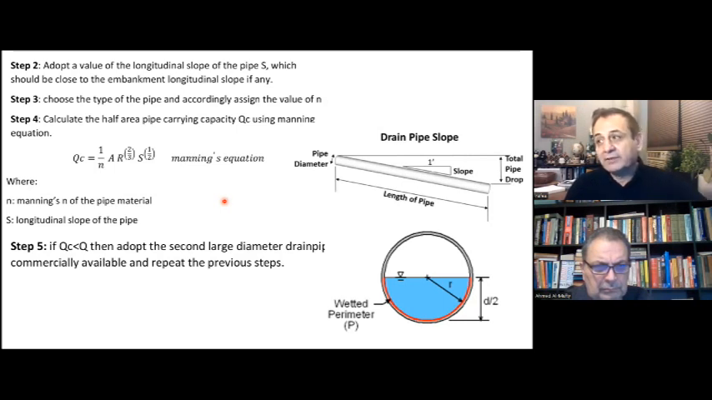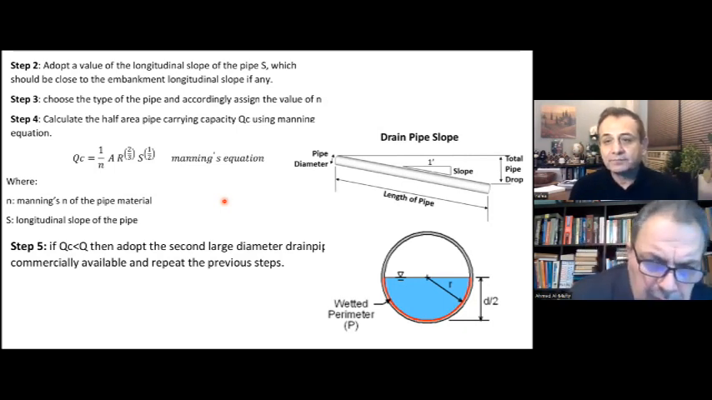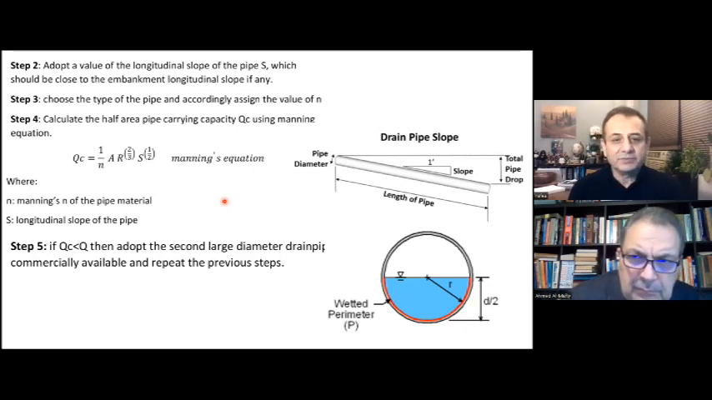So for the first trial, we're going to go with the slope of the embankment, make it parallel, if the embankment has a longitudinal slope. But usually they don't. In this case, we're going to have a mild slope at the beginning, and for a mild slope, you may get a big diameter. Then you're going to increase the slope a little. But we are talking about the range from 1 in 1,000 to 1 in 100. 1 in 100 is a steep slope for such cases.